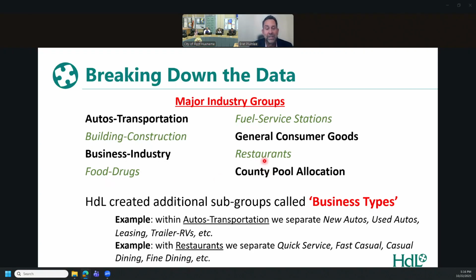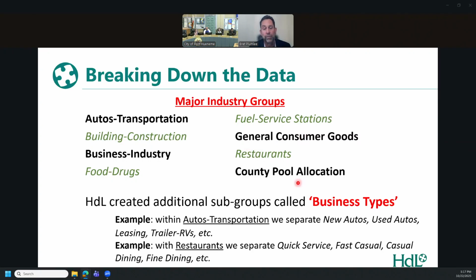Business types included in the restaurants sector include casual dining, sit-down types of restaurants, quick service fast food restaurants, and fast casual, which is a hybrid: you can sit down and order and have waiting service at that type of restaurant, or you can take it to go, and that's why it's called fast casual. Also fine dining, and leisure and entertainment. All of those are specific business types within restaurants.